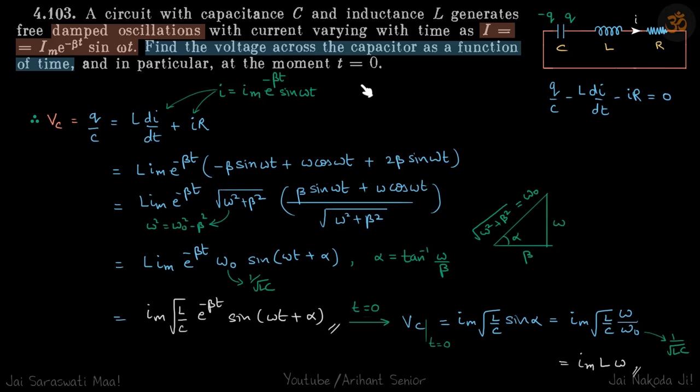So now this is our answer. He's also asking what happens at t is equal to 0. So we put the value of t is equal to 0 here, and we get the voltage to be I_m root L by C sine alpha. Now sine alpha is omega by omega naught. So we put that. Omega naught is 1 by root LC. So we do that and we'll get this answer. Alright.